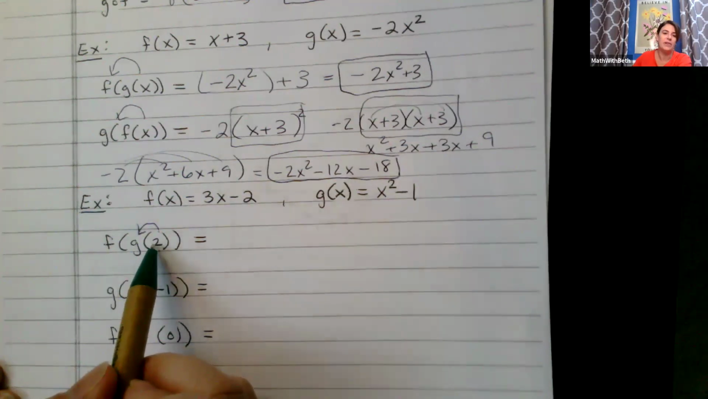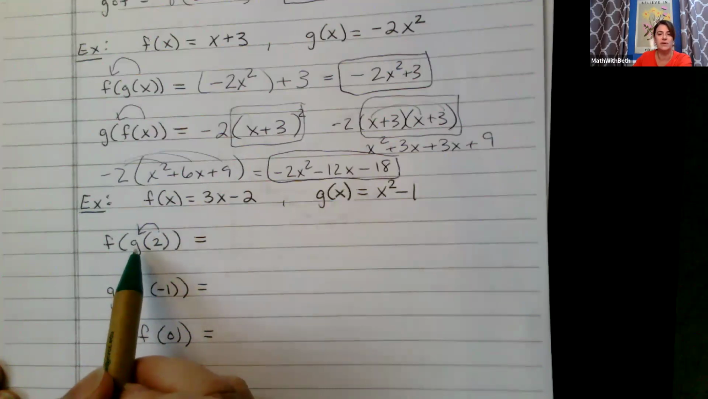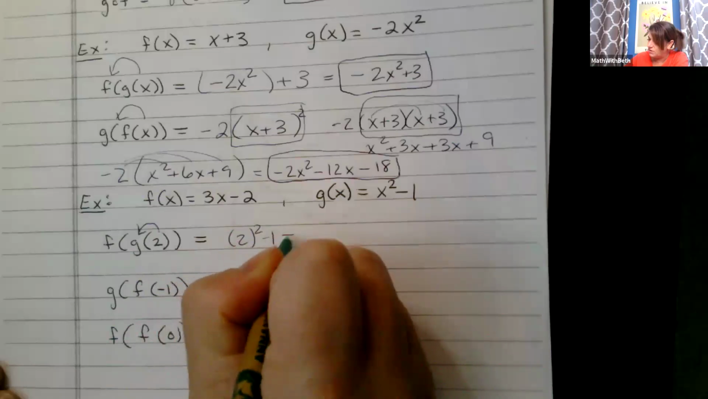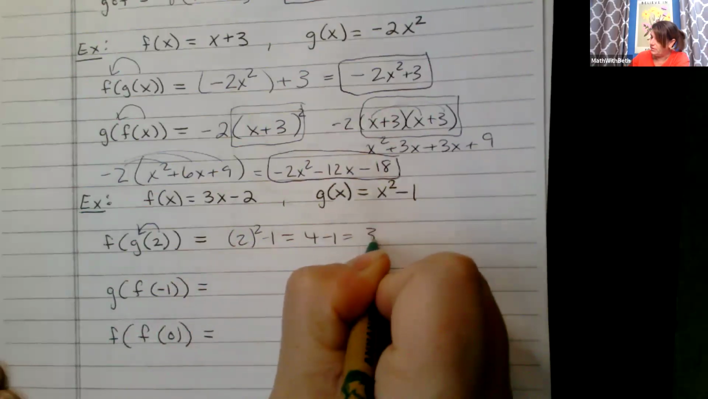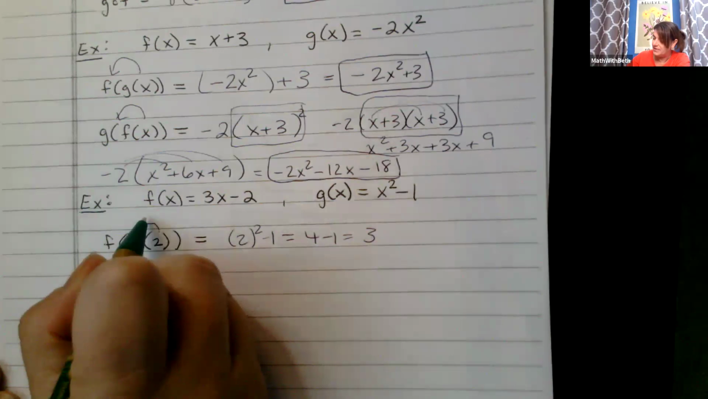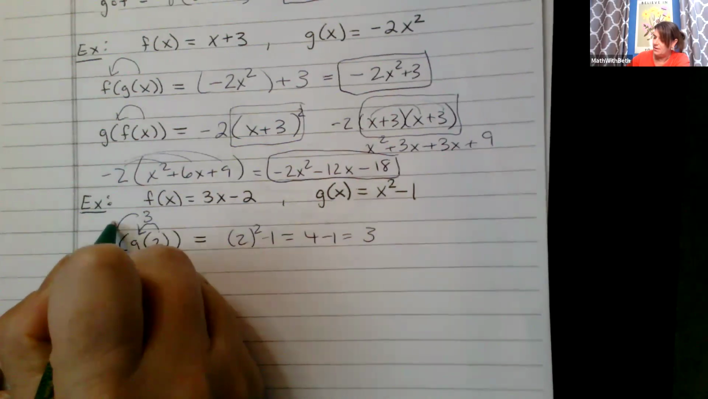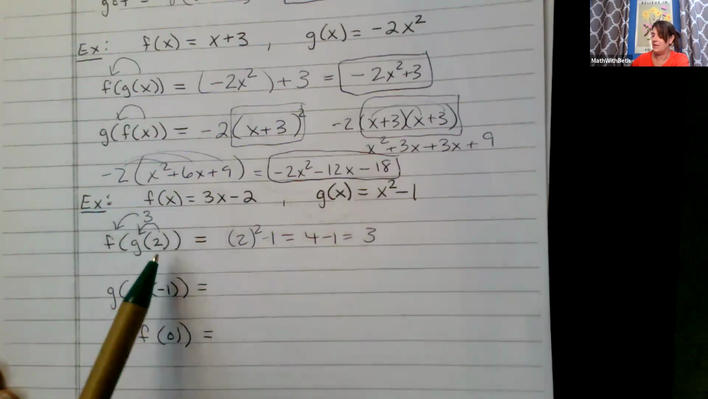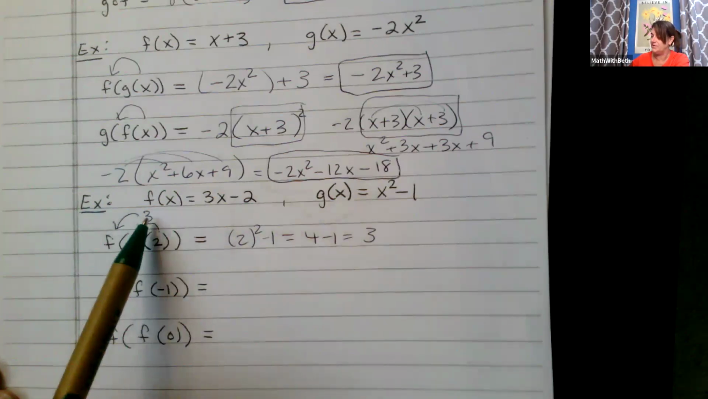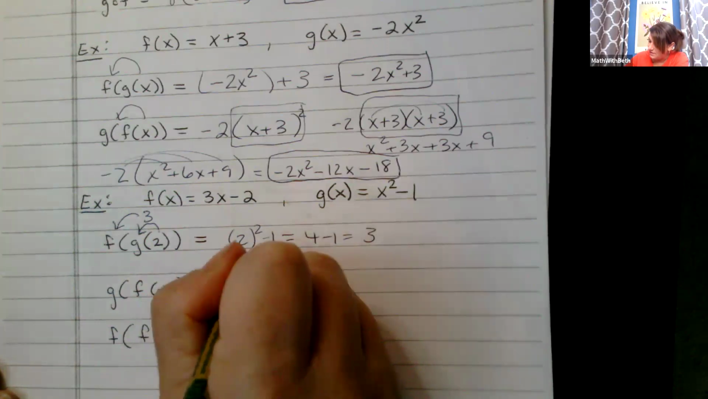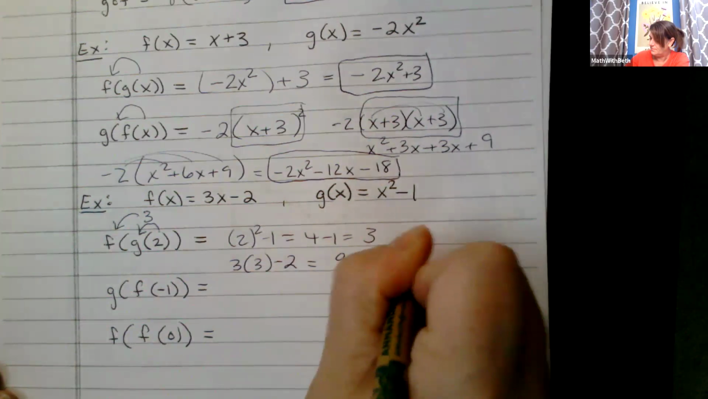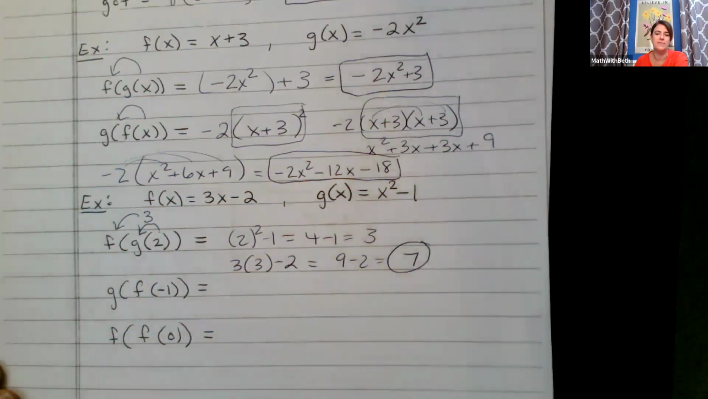So I'm going to first plug 2 into the g function. That would give me 2 squared minus 1, which is 3. And now I'm going to take that number and plug it into the f. So we're just working from the inside out. I plugged 2 into g and I got 3, so now I'm going to plug 3 into the f. My final answer is 7.